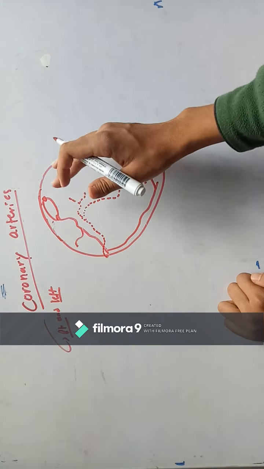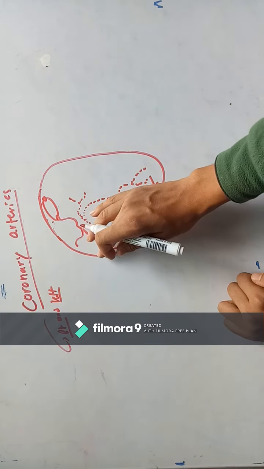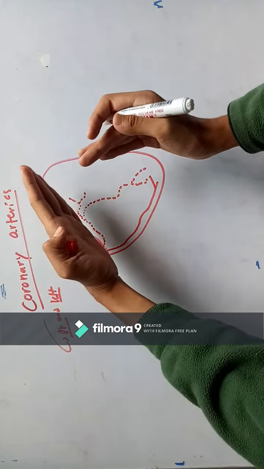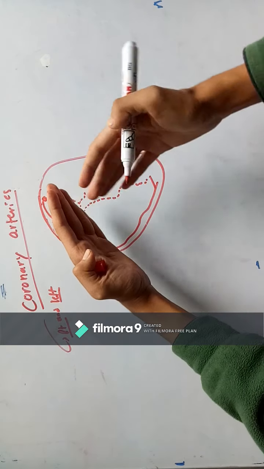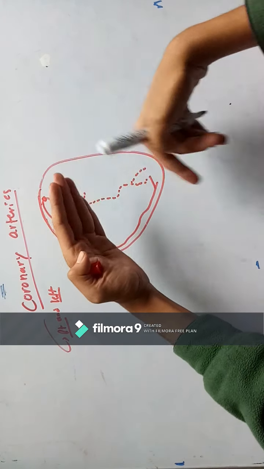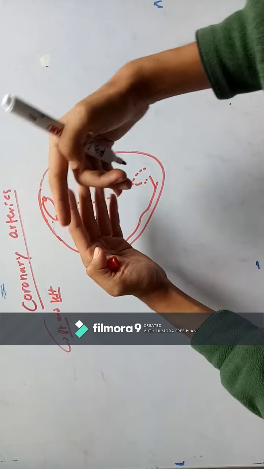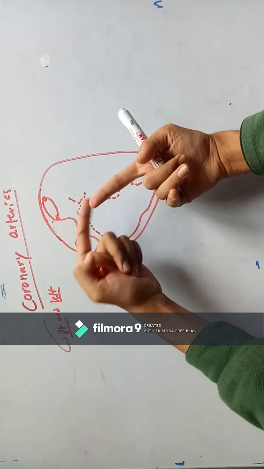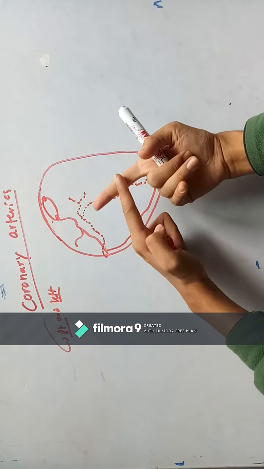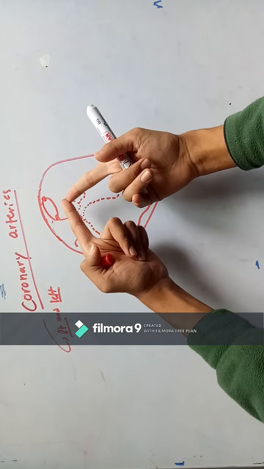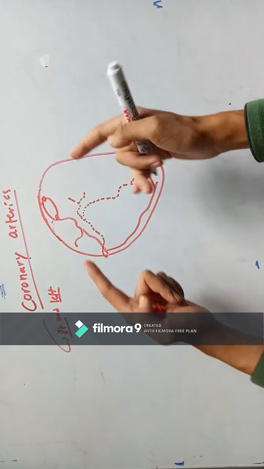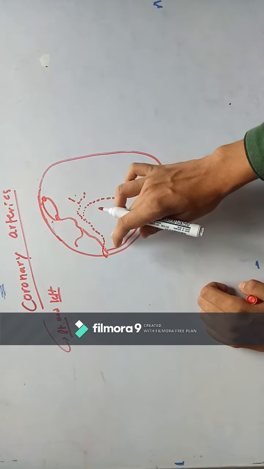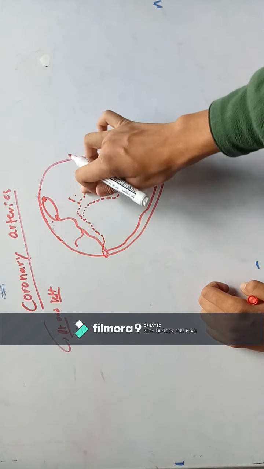So the crux of the heart is the point where the arterioventricular groove and the interventricular groove meet. The arterioventricular groove runs horizontally around the heart, and the interventricular groove runs vertically, on the vertical plane of the heart. So this is the point where these two grooves meet, and this is at the posterior part of the heart. This part is called the crux of the heart. So this right coronary artery ends at the crux of the heart on the posterior side.